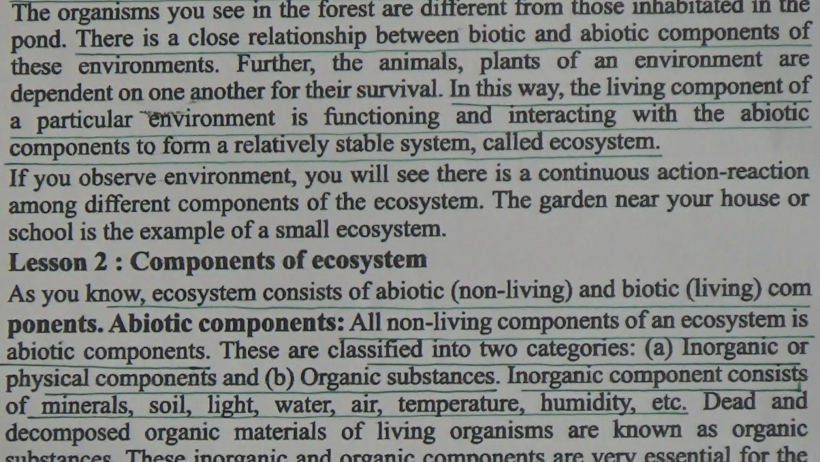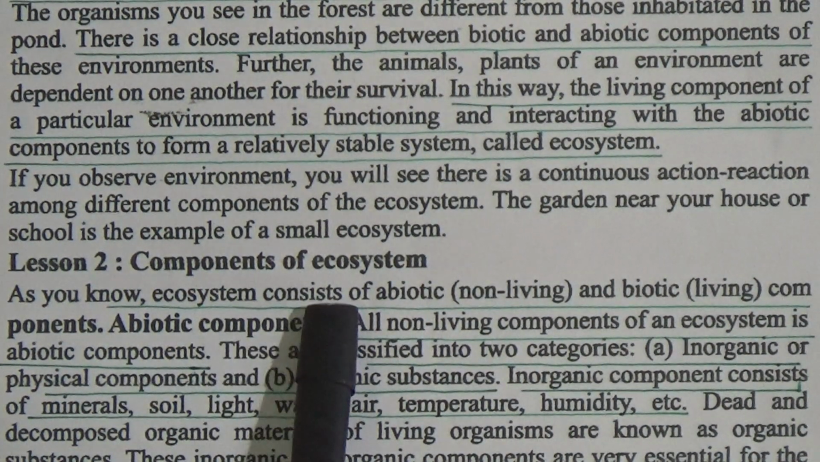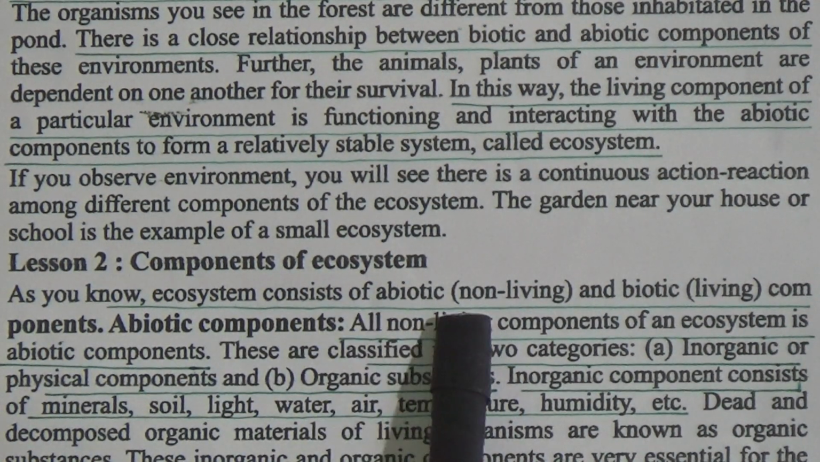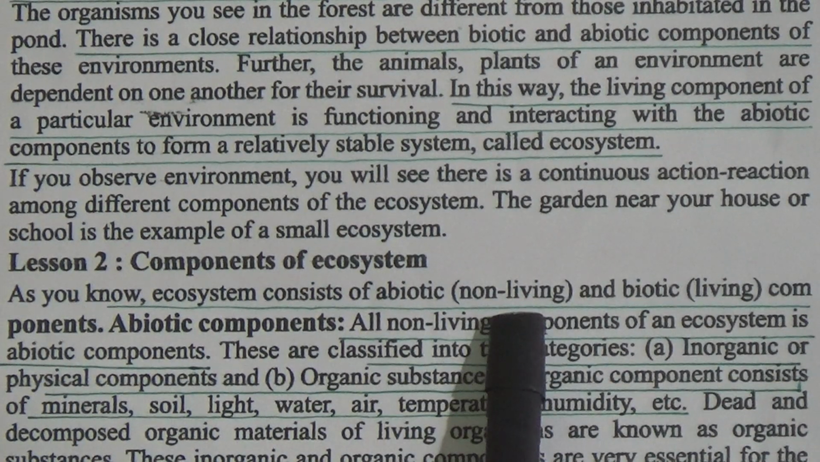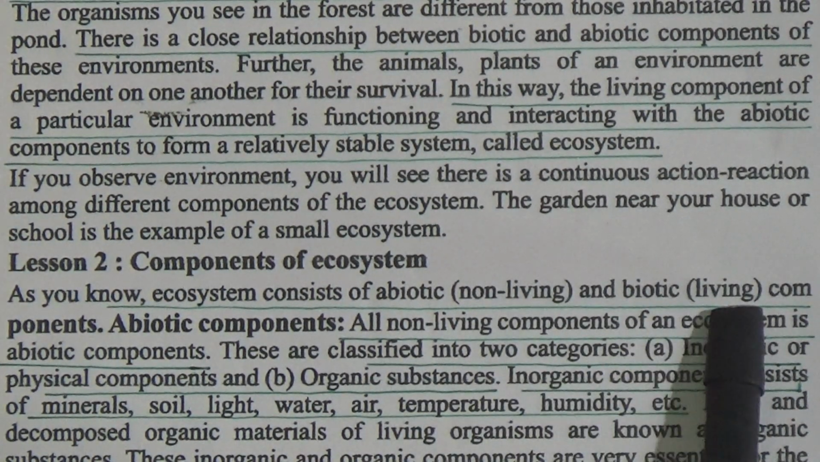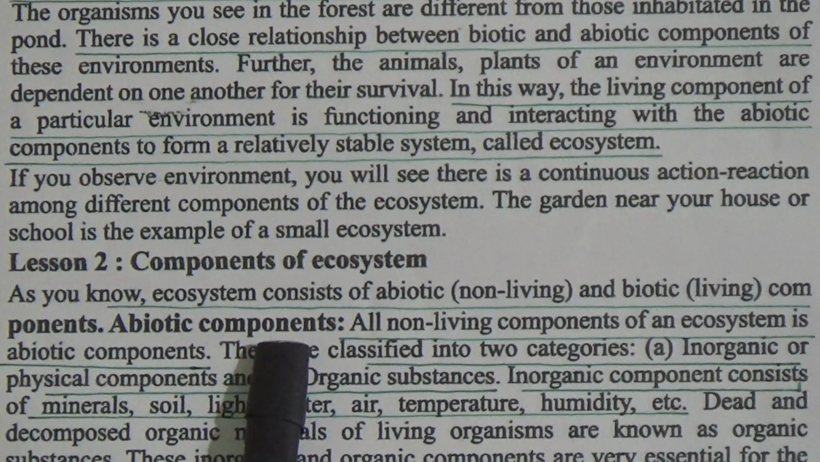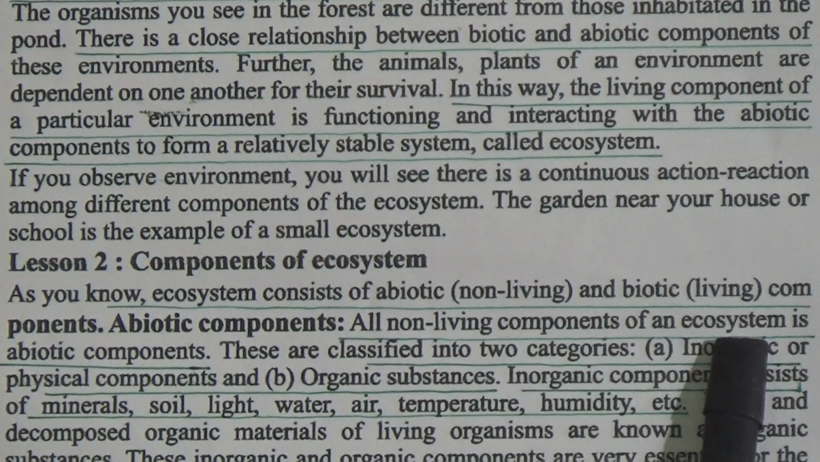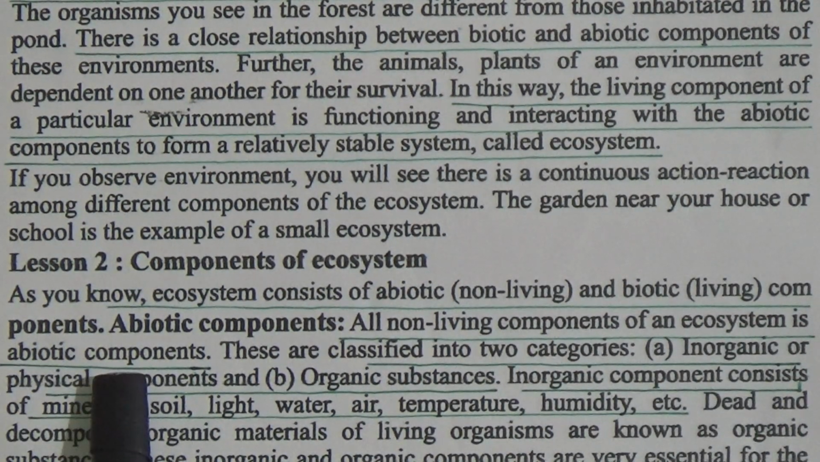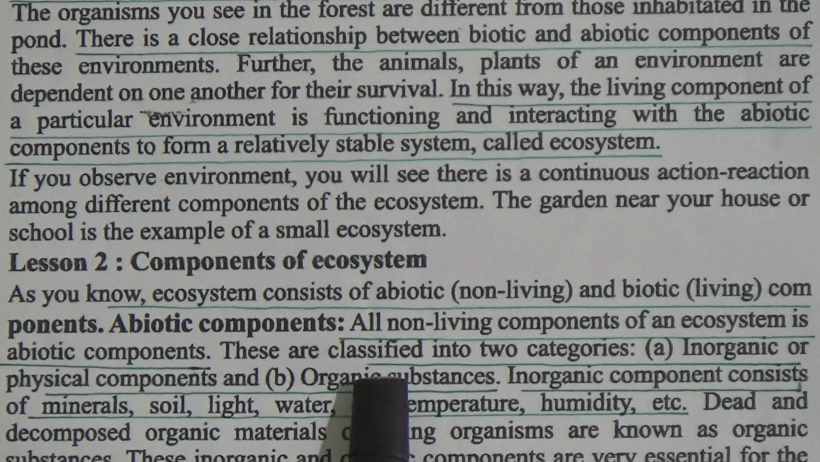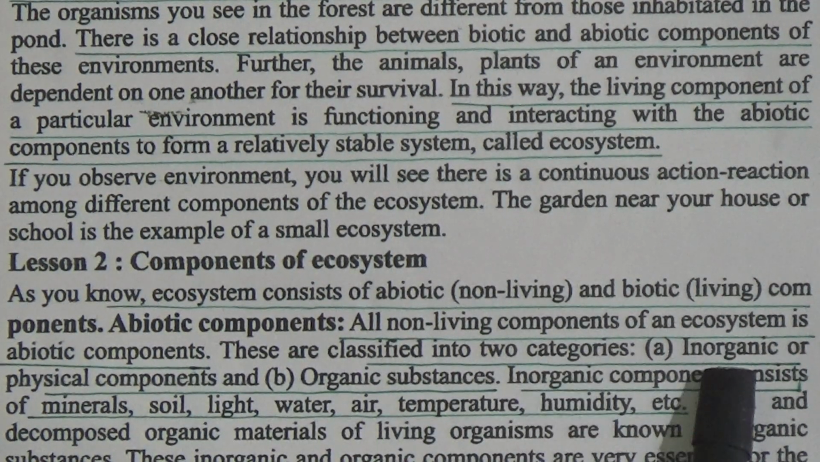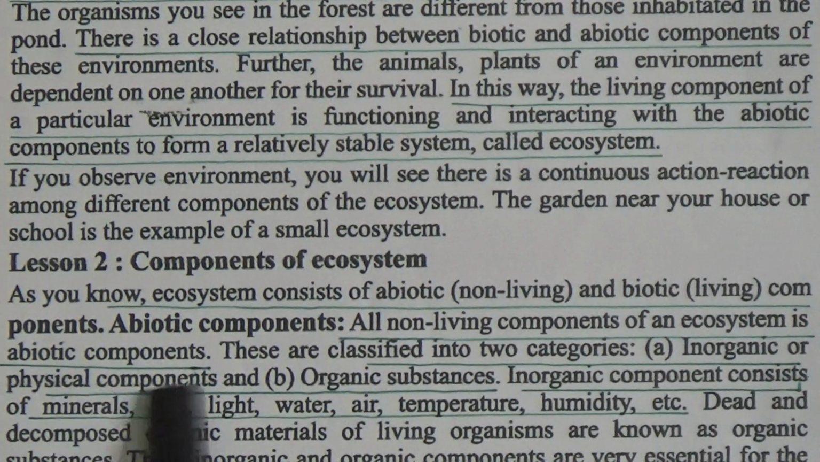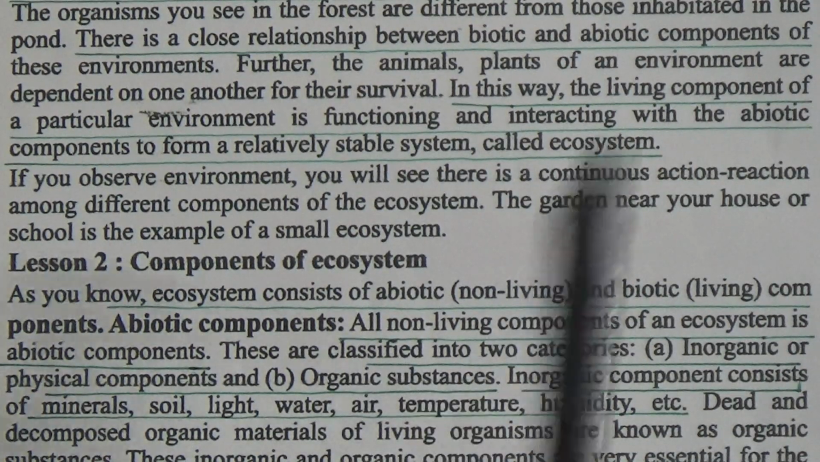Now, lesson 2. Components of ecosystem. As you know, ecosystem consists of abiotic, that means non-living, and biotic, living components. Abiotic components. All non-living components of an ecosystem are abiotic components. These are classified into two categories: inorganic or physical components and organic substances.